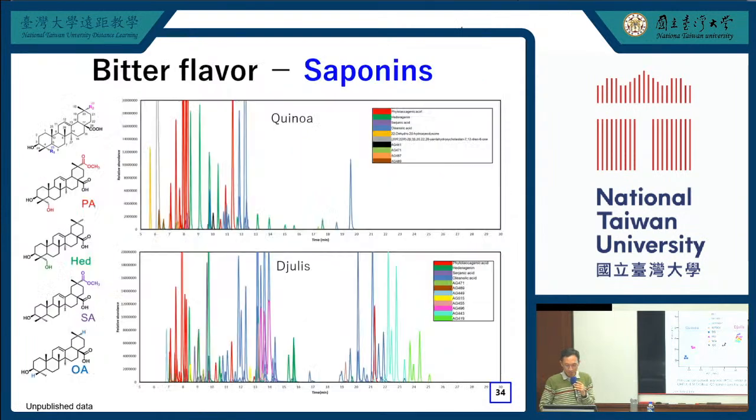Very interesting. And the third one is the saponins. Saponins give the bitter flavor of Julius, and of course of quinoa.